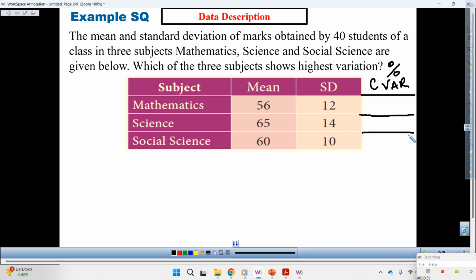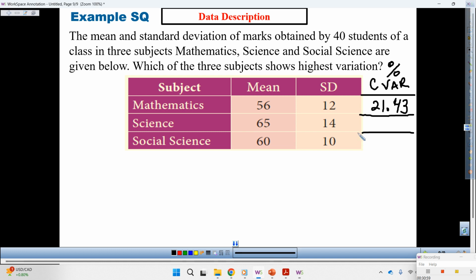All right, let's see, mathematics. What did you get for the CVar, Alyssa? 21 point what? 43? 43%. Hands, have you got something like that? That's about right. Science. Pass on one, Alyssa.